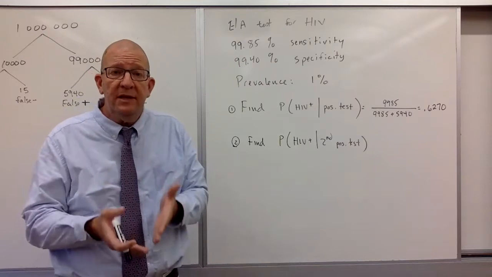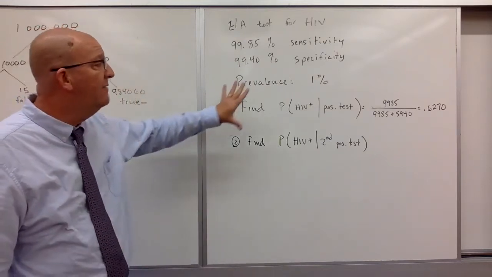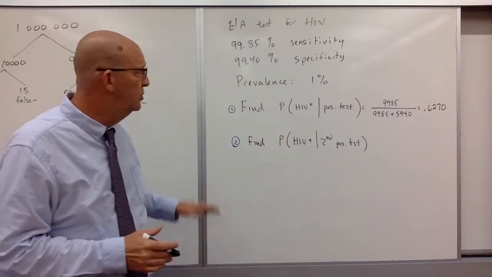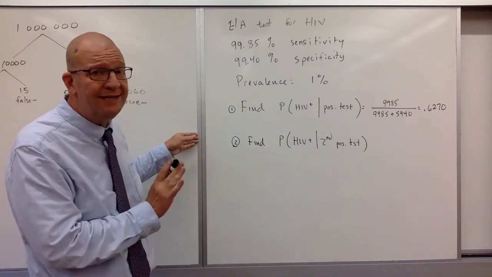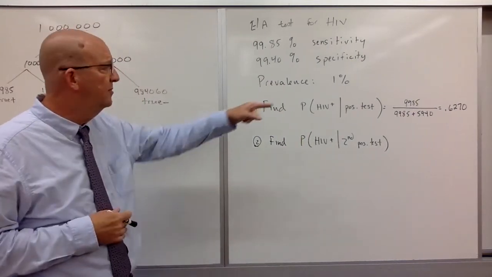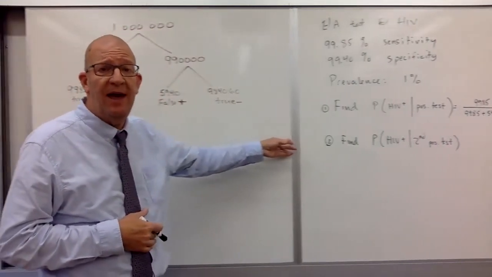Well, doctors know that. So what they do is they say, okay, for all of those samples, we're going to test them again. We're going to take the positive results, and we're not going to tell the person they're positive. We're going to test them again. Okay, so remember that number, 0.6270. We'll get back to that. And let's just slide back over here now.